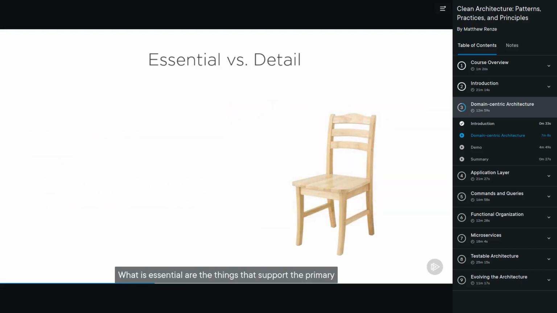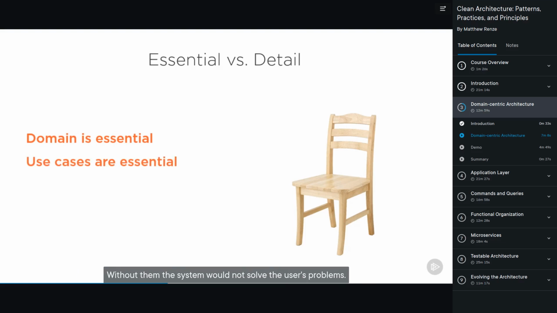In clean architecture, the same holds true. What is essential are the things that support the primary needs of the inhabitants of the architecture. The domain model is essential. Without it, the system would not represent the mental models of the users. The use cases are essential. Without them, the system would not solve the user's problems.